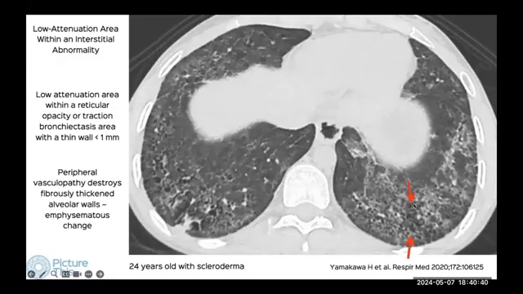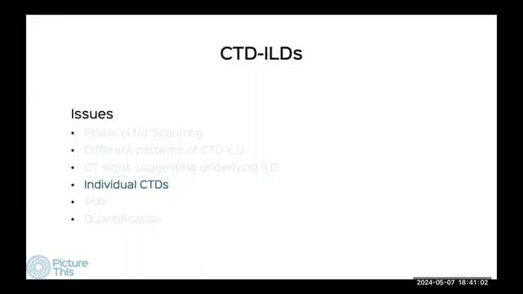This is specific for scleroderma. You see this patient has a fibrotic NSIP pattern. We have subpleural sparing here. Now, within these reticular opacities, you see these low attenuation areas. This is supposed to again represent a vasculopathy. You might probably see it in SLE as well, but it is described as a sign of scleroderma.